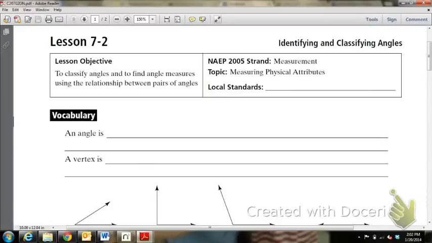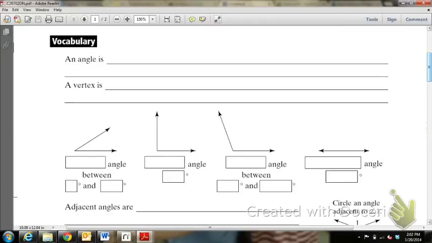In Lesson 7.2, we're going to talk about angles. So first, it's helpful to know what an angle is. So we're going to come down here. Okay. So an angle is two rays that share an endpoint. Remember, rays are the one-sided arrows. We talked about those in 7.1. So now when you put two rays together and they have the same endpoint, it makes an angle.